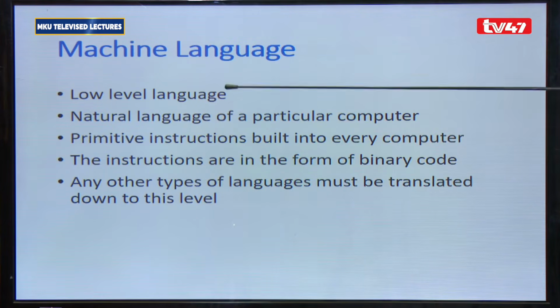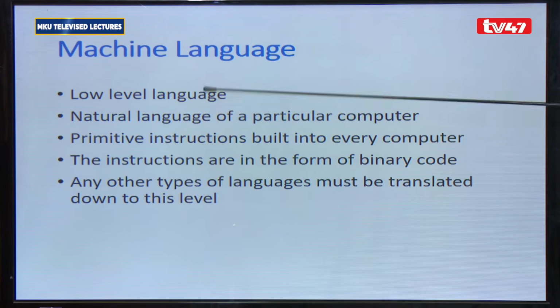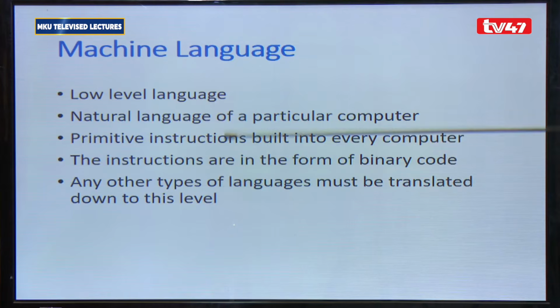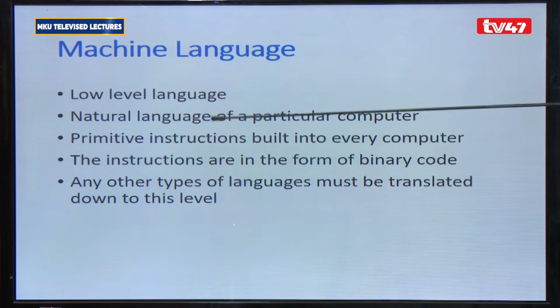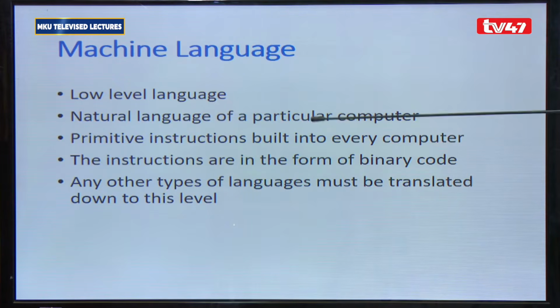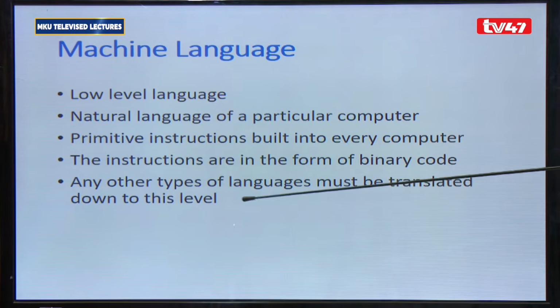So basically, machine language, which is zeros and ones, is the natural language of a computer. The way we have natural languages that we use to speak or to communicate as human beings, we have English, we have French, and other particular languages, the same applies to the computers. The natural language of computer is basically the machine language. So we have mentioned this before. The instructions are in the form of zeros and ones, which is binary code, a combination of zeros and ones. Any other type of language should be translated. That is very true. We shall be talking about translation.